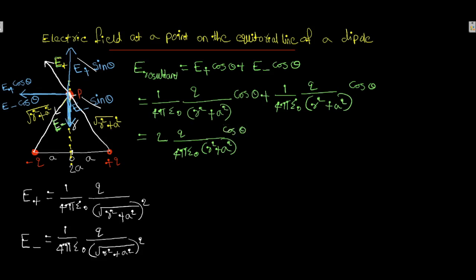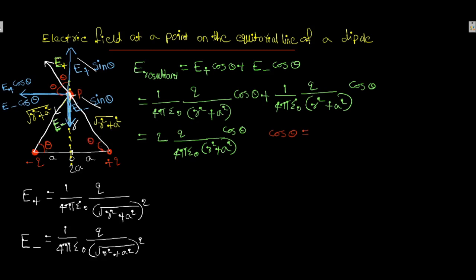The next thing is to find the value of cos theta. What is cos theta? If this is the angle theta, this angle is also theta. When we apply the parallelogram theorem, these are two parallel lines, so if this is angle theta, this is also angle theta.